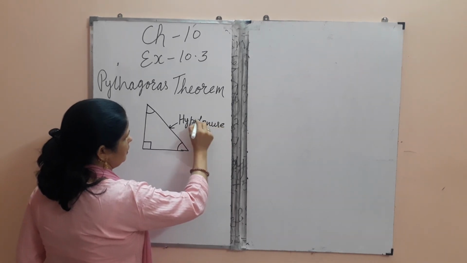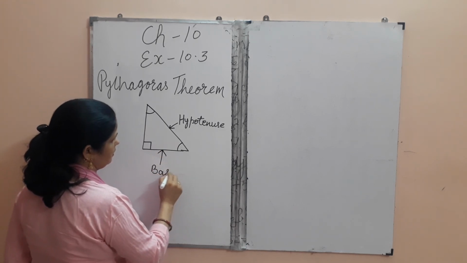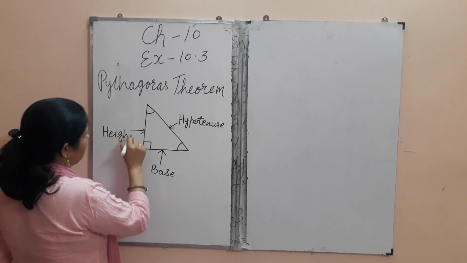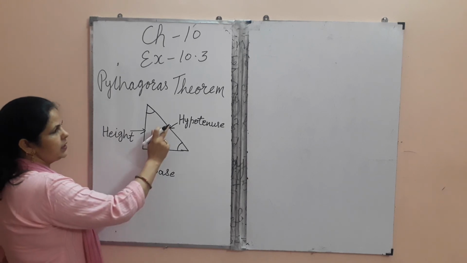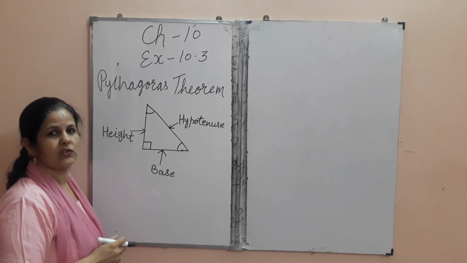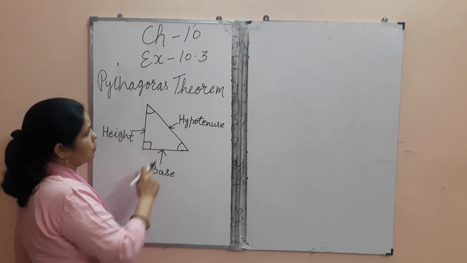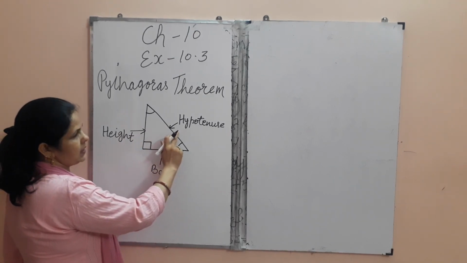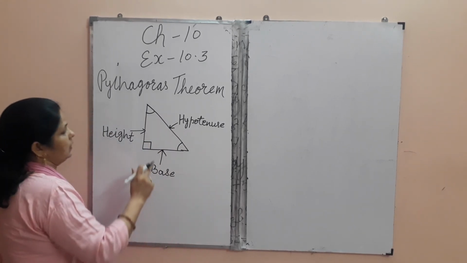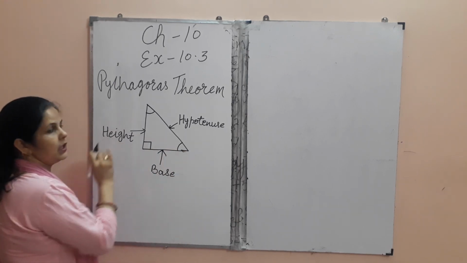Hypotenuse. And this is called base. And this is called height of a triangle. The side which is opposite to the right angle is called hypotenuse, and this is the longest side of the triangle. Pythagoras theorem is for right angle triangle. So the side which is just opposite to the right angle is called hypotenuse, and this is the longest side of the triangle. And the bottom line is called base, and this is called height.